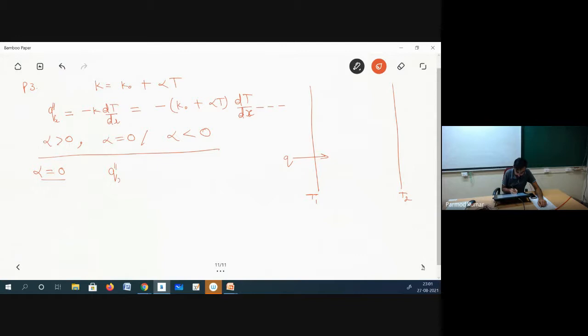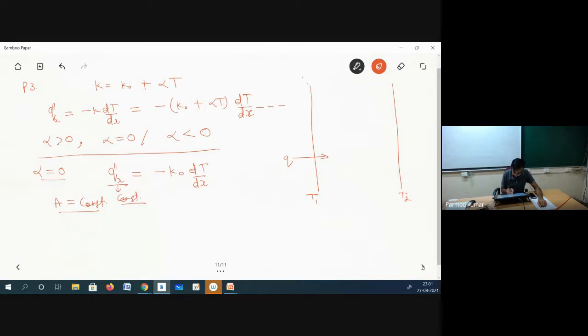So if I write Q double dash X, it will become minus K naught into dt by dx. Now we are considering the case of a plane wall. For a plane wall, area will be constant. As area is constant under the steady state condition, heat flux will remain constant.